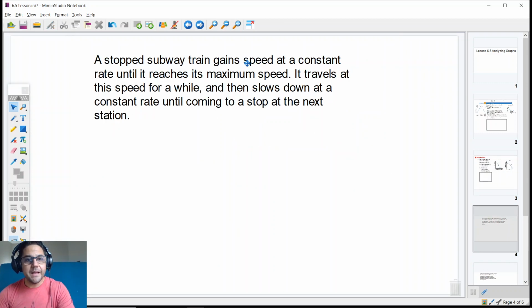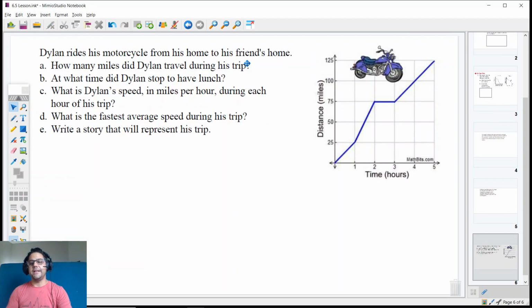All right, let's come back to this one here. I want to actually jump right into a homework problem for you, and then we'll go back to that other one because it might help you understand a little bit better, because those other two really want us to describe the graph and make the graph. All right, let's see. Dylan rides, so this is actually the first problem of your homework. Dylan rides his motorcycle from his home to his friend's house. Okay, so this is our starting location here. How many miles did Dylan travel during his trip?